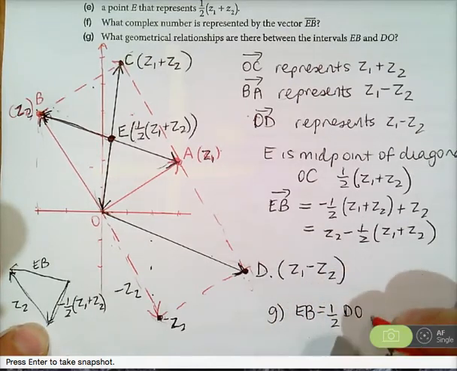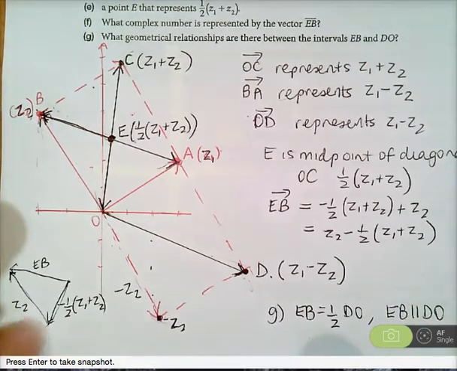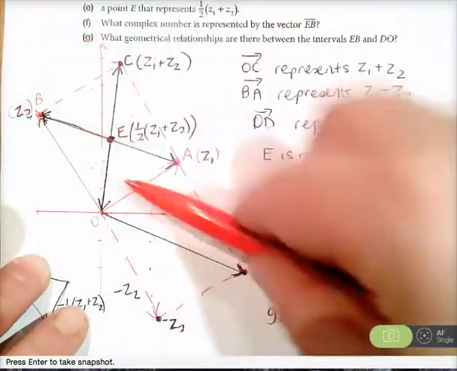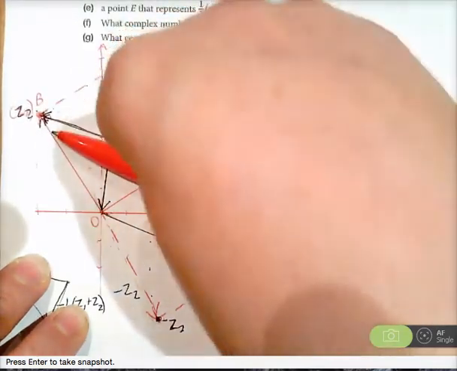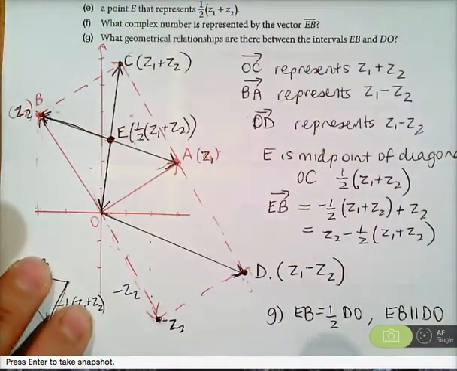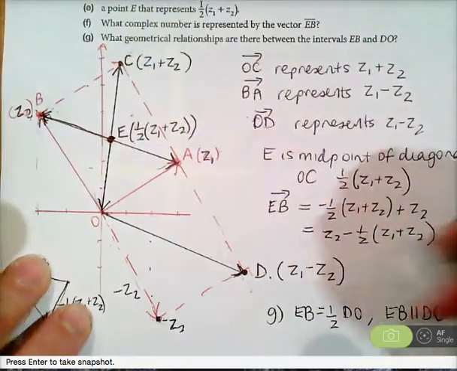Okay, because remember, this vector OD is Z1 minus Z2, and so is this vector BA. It's also Z1 minus Z2. And we know that EB is lying on that vector, so the direction is the same, so therefore they'll be parallel. Okay? Now continuing on page 33.